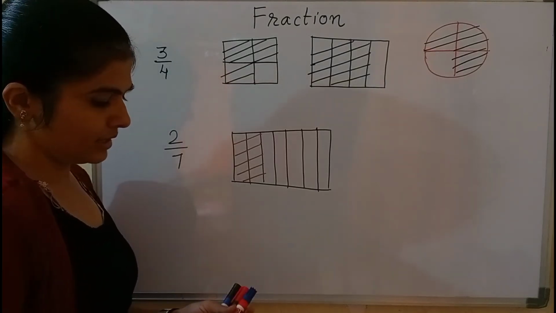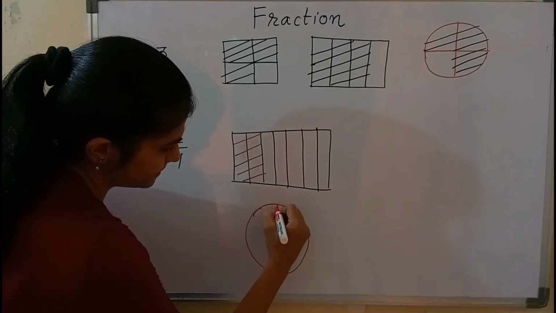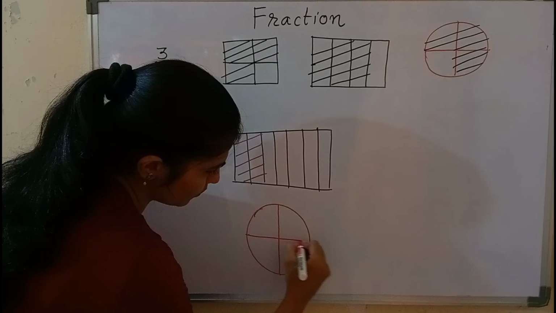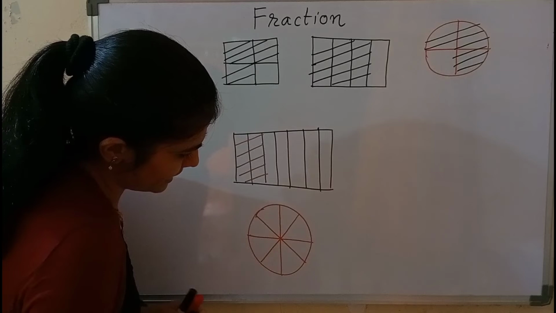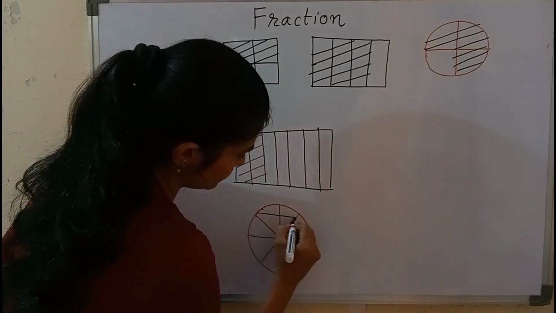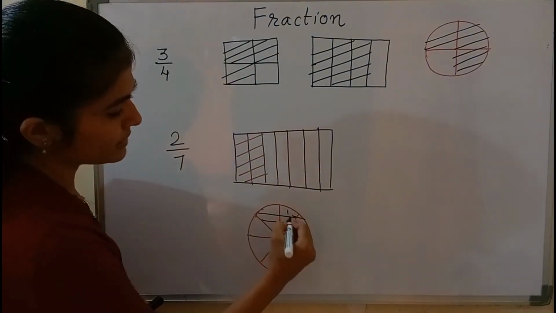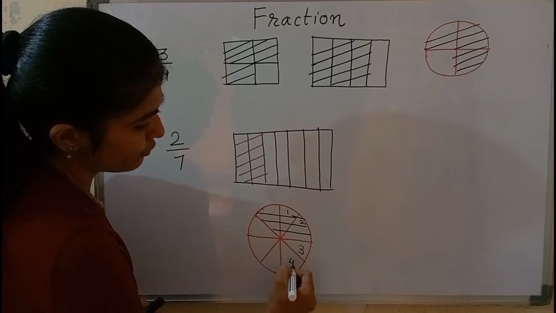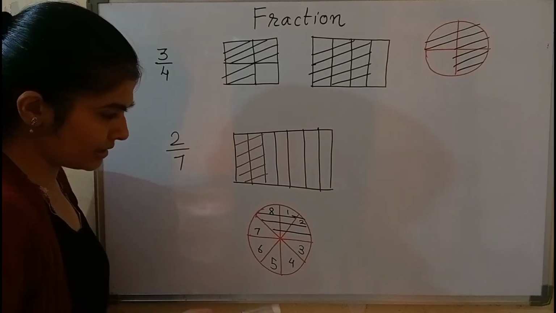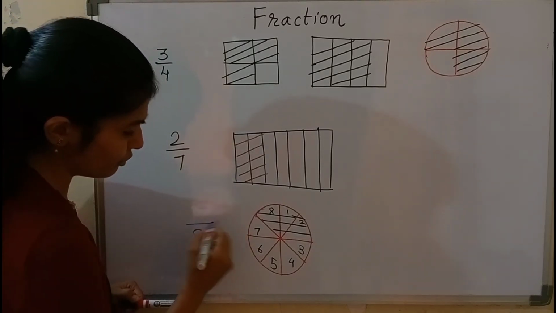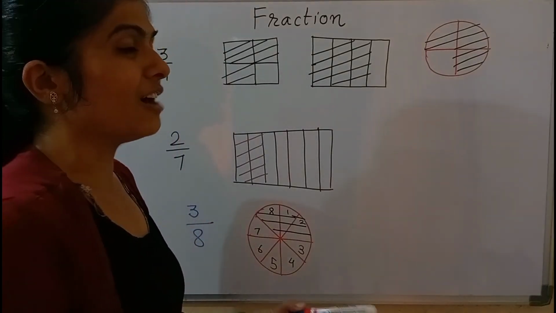And now friends, if it is given in terms of a diagram, let's say somebody has given a diagram like this, and some parts are highlighted. Let's say it is given this way. Total how many parts? 1, 2, 3, 4, 5, 6, 7, and 8. Total 8 parts, right friends? So we can see that out of the total 8 parts, 1, 2, and 3 are highlighted. So I can write it as 3/8. Right? So this is how we read it.